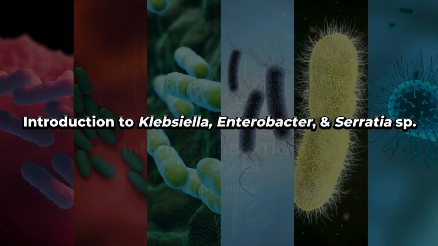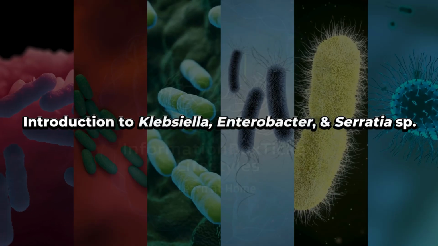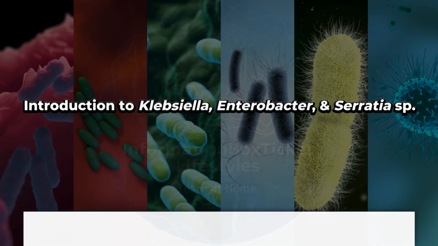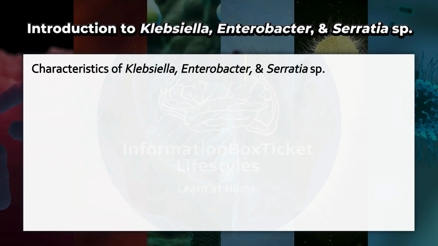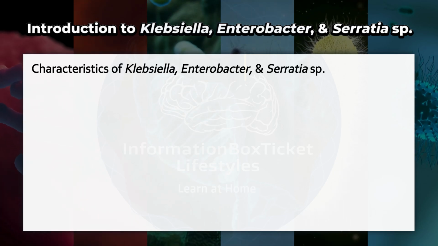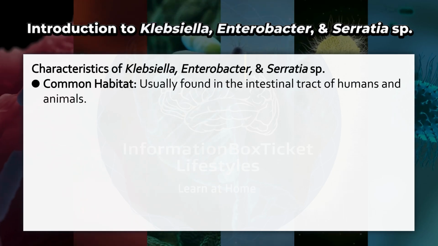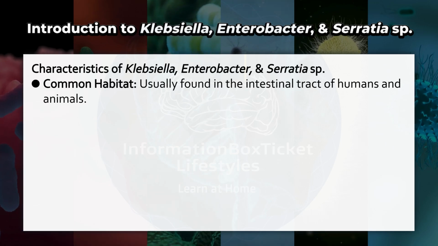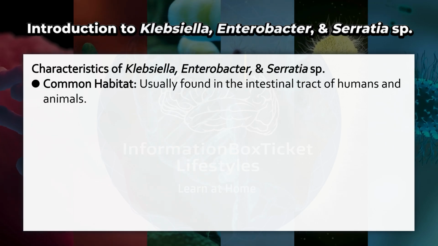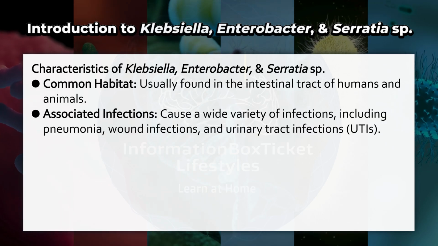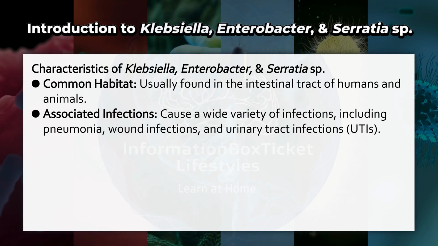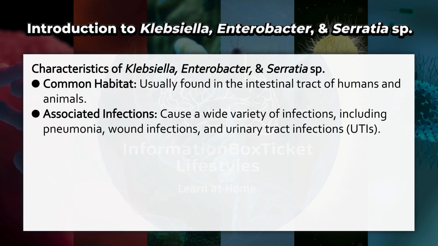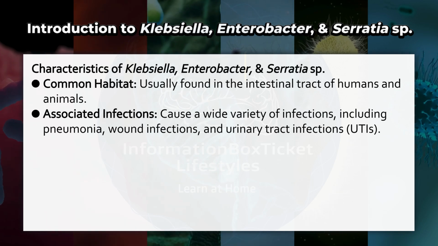Introduction to Klebsiella, Enterobacter, and Serratia species. Characteristics of Klebsiella, Enterobacter, and Serratia species. Common habitat, usually found in the intestinal tract of humans and animals. Associated infections cause a wide variety of infections, including pneumonia, wound infections, and urinary tract infections, UTIs.